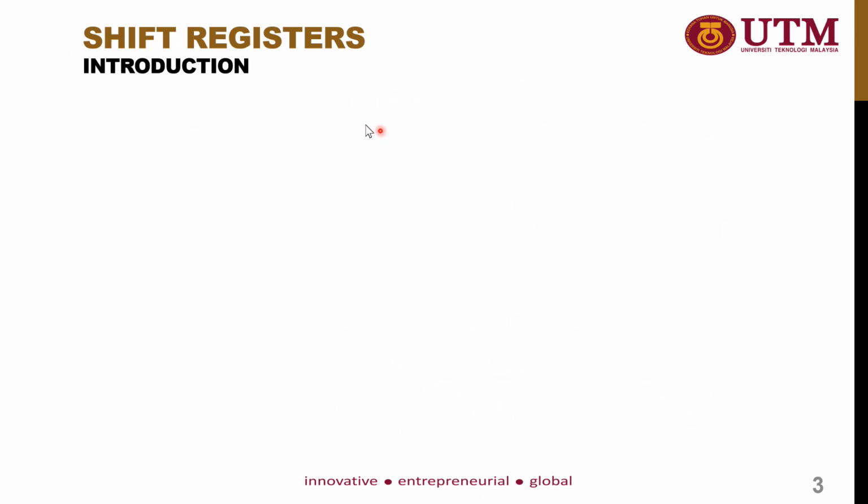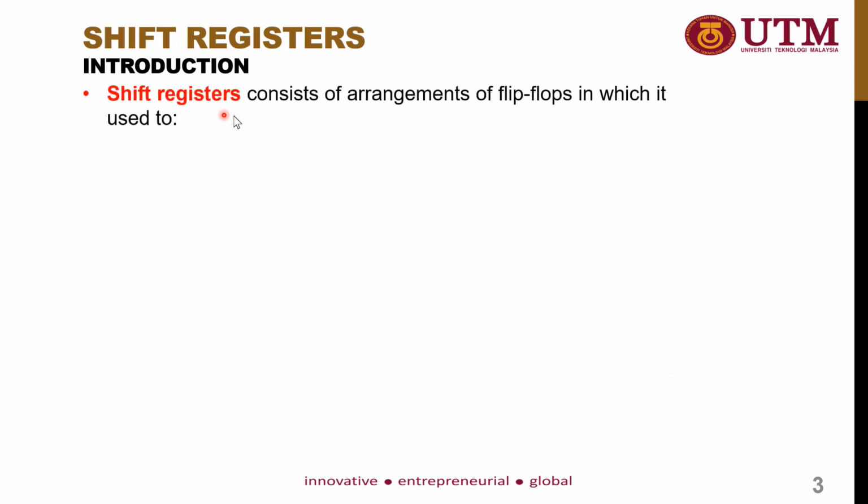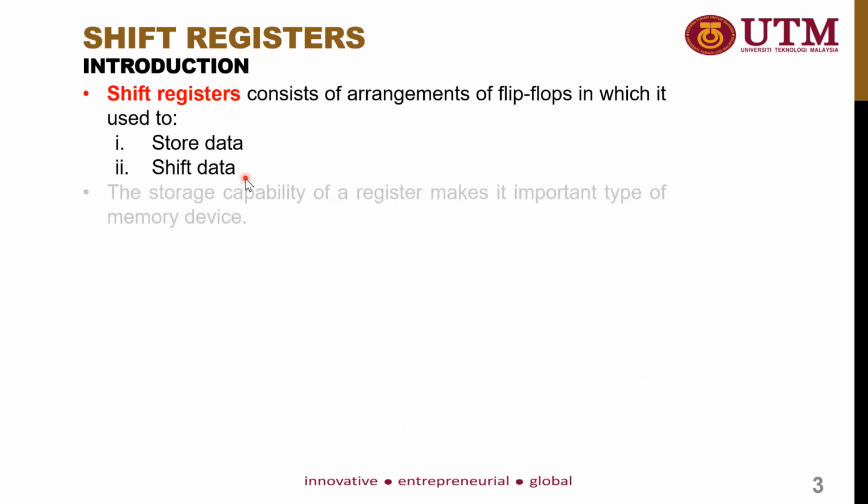Okay, first I will talk about the introduction of shift registers. So what actually is a shift register? A shift register consists of an arrangement of flip-flops which is used to store data and also shift data. So it uses the application of flip-flops to shift data inside a digital circuit. Basically, a shift register is used to store data and also to shift data, so we have two functions of shift registers. The storage capability of a register makes it an important type of memory device.